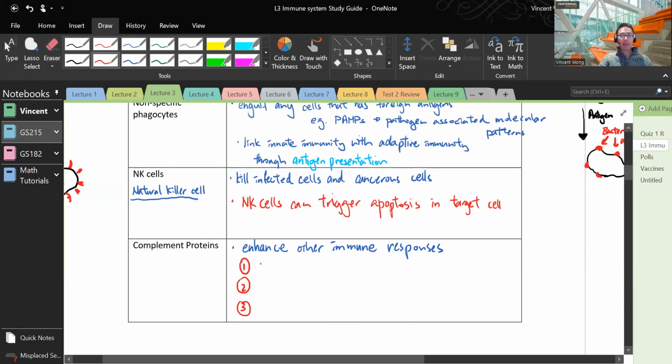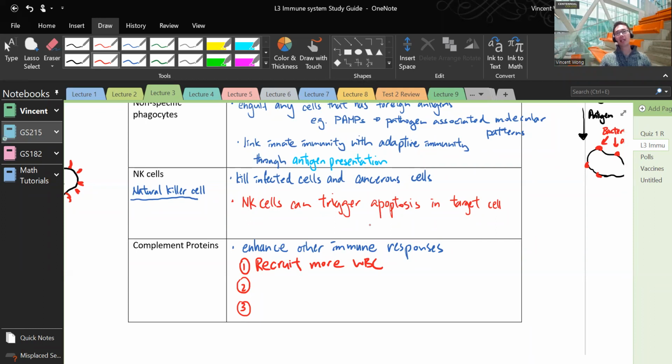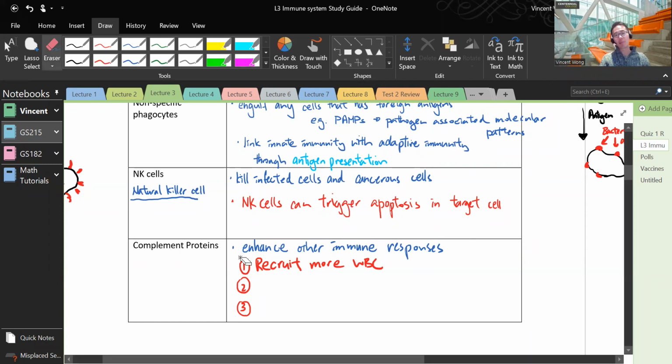So for example, the complement proteins can recruit more WBC, right? So it's going to leave a chemical trail for the white cells to follow, so they know exactly where to go. Okay, so let's say the white cells just came out fresh from the bone marrow, and how do they know to go to your thumb, where you had a cut? Bone marrow is a long way from the thumb. And so, the complement protein is going to leave a chemical trail, like these breadcrumbs for them to follow to get to the site quicker.